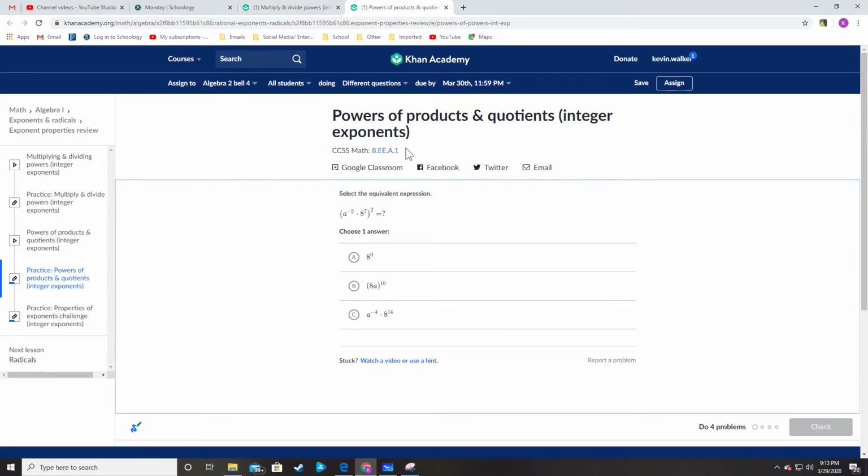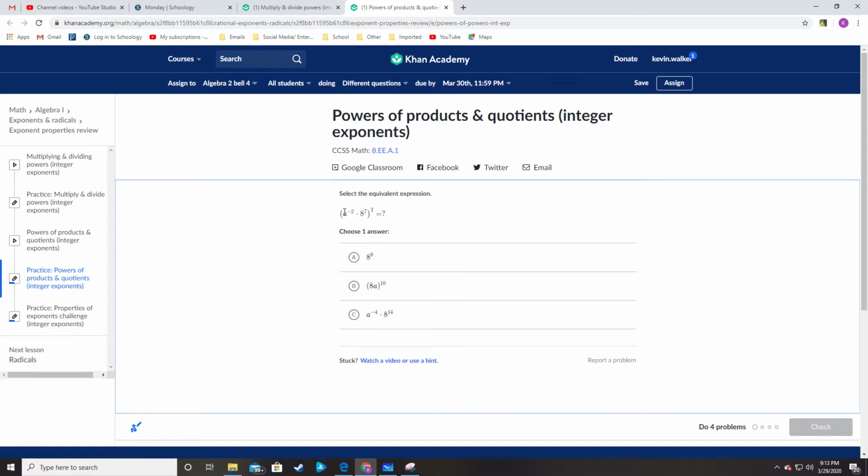Our other one has us dealing with the product rule. Now the product rule is a little different than what we dealt with before. It's essentially kind of like the distributive property, but we're dealing with exponents. So let's take a look at what we got. We got a to the negative second power, and we got 8 to the 7th power. So we're multiplying these two together.